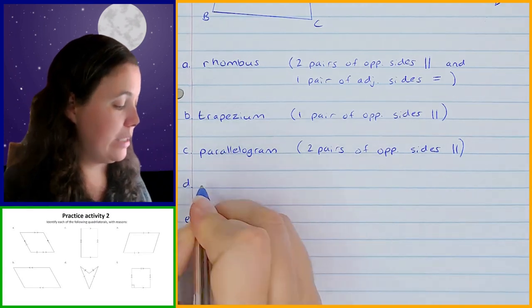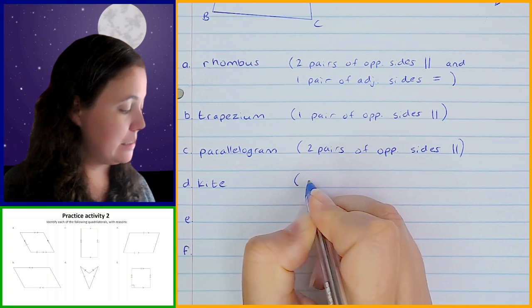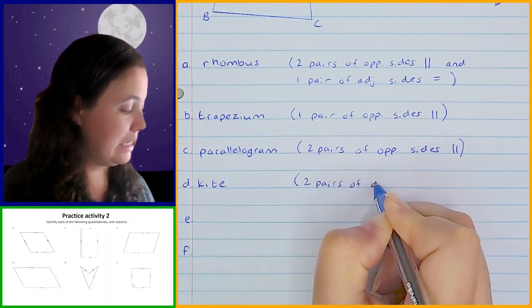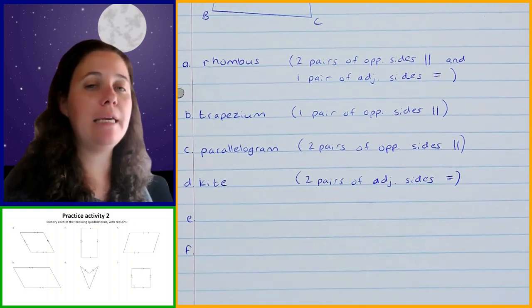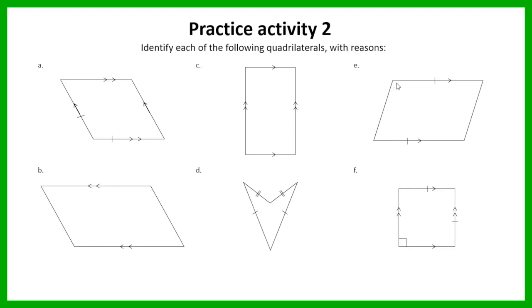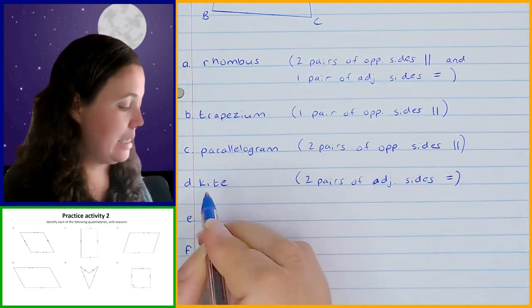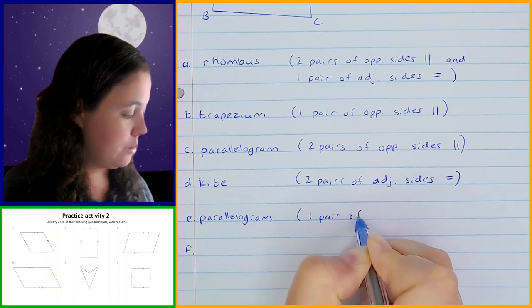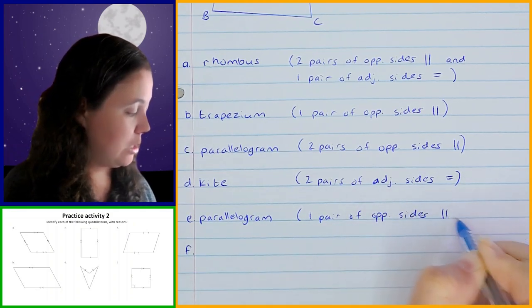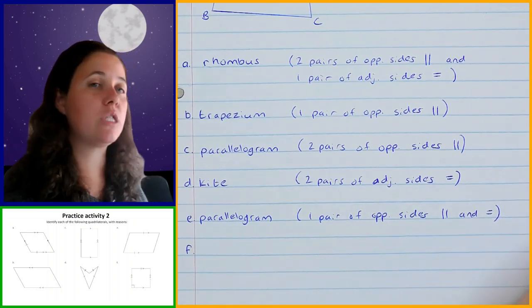Okay, so for question D, we can say that is a kite, and our reason is two pairs of adjacent sides equal. Okay, then question E. In this one over here, I've been told that this side is parallel and equal to that side. That is one of the ways of proving that a shape is a parallelogram. So this one is a parallelogram. I know that I have one pair of opposite sides that is both parallel and equal. So for question E, that is a parallelogram. And my reason is one pair of opposite sides parallel and equal.